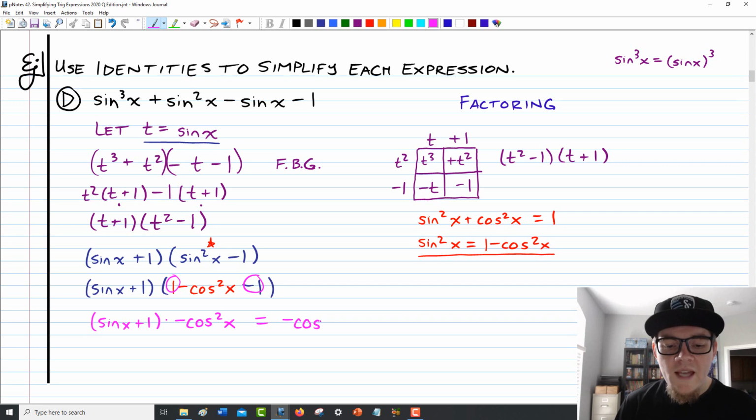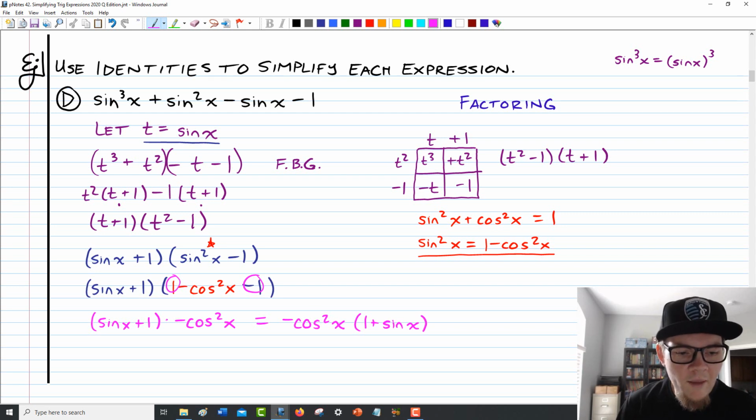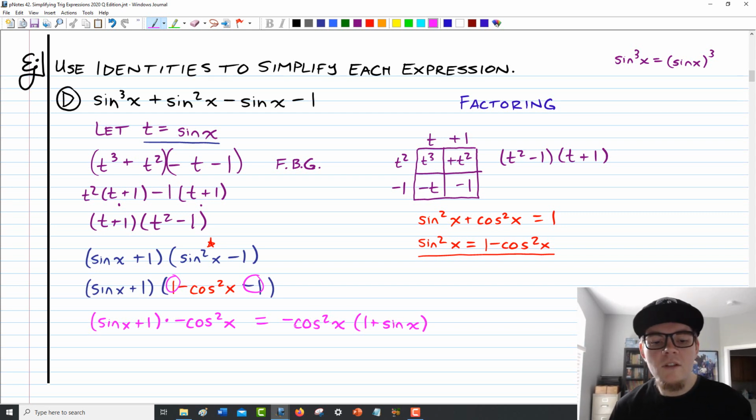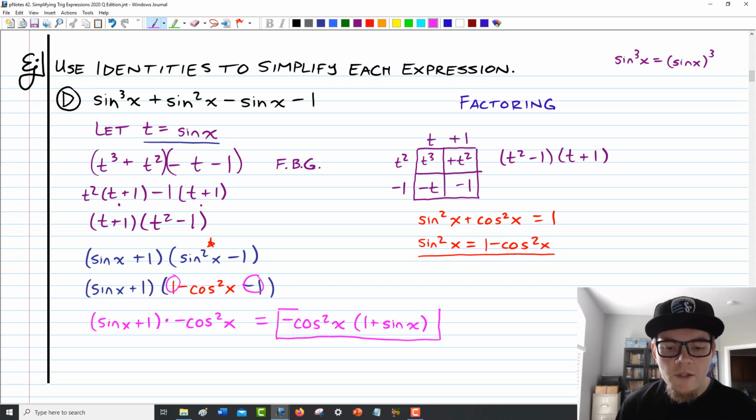The only thing I would probably tack on here is simply the fact that I would probably write it in this order, just for clarity's sake. That way there's no ambiguity here. Was there a multiplication there or not, or was it subtraction? This is probably the best way to write that expression.